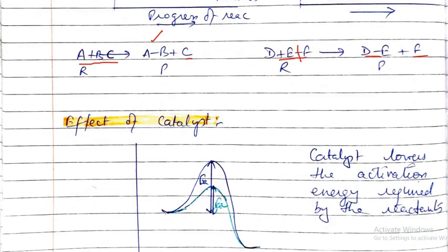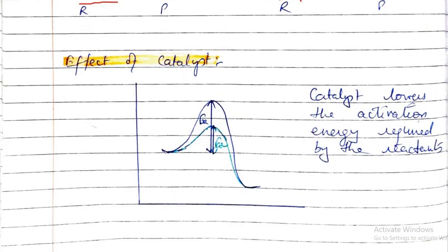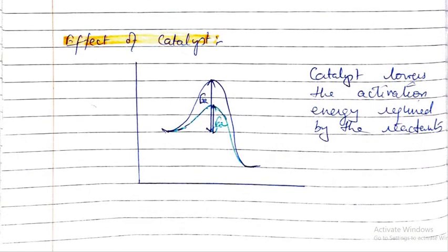So next is the effect of catalyst. Suppose in a reaction, this is the energy profile diagram, that is, this is the energy of reactants, and then the energy of products. In this reaction, this is the energy barrier required, or it is the transition state.